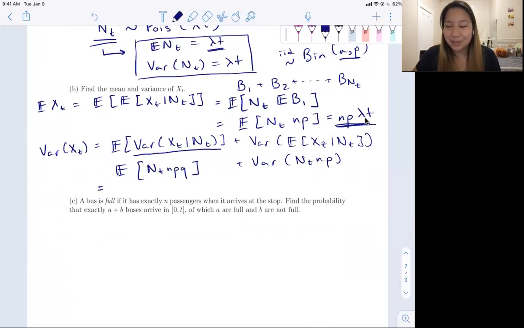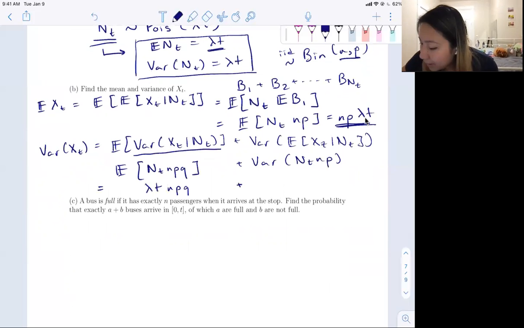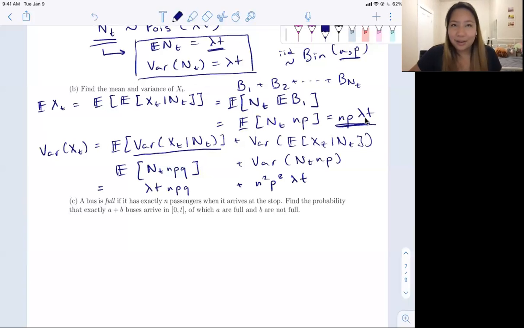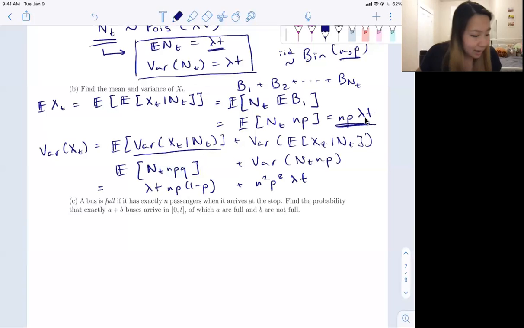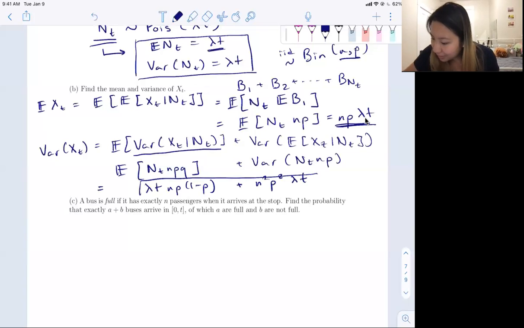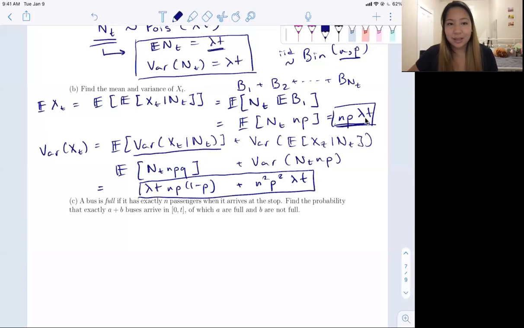Expectation and variance is just both going to be lambda t from above. So this is lambda t times npq plus, well, we square it when we pull out constants from a variance, times lambda t. And maybe you want to replace this q with a 1 minus p. Let me make sure that looks fine. Okay, so this is the variance. Here's our variance, and here's our expectation. It's unconditional. Okay, so that's B.